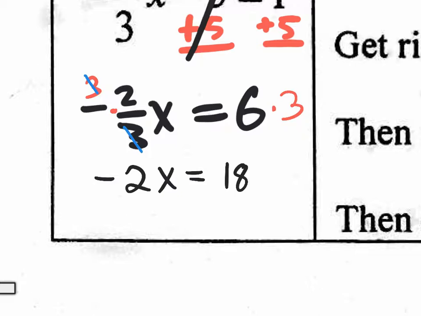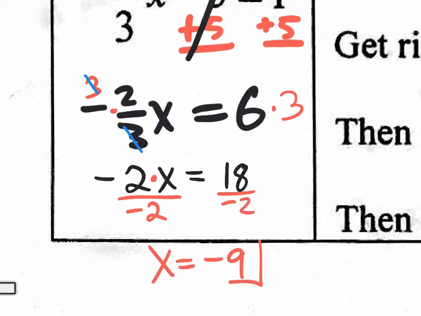What's my final step here? Divide, because it's really multiplication here. So you're going to divide by that same exact value, negative 2. So x equals negative 9. That is your answer for that problem.